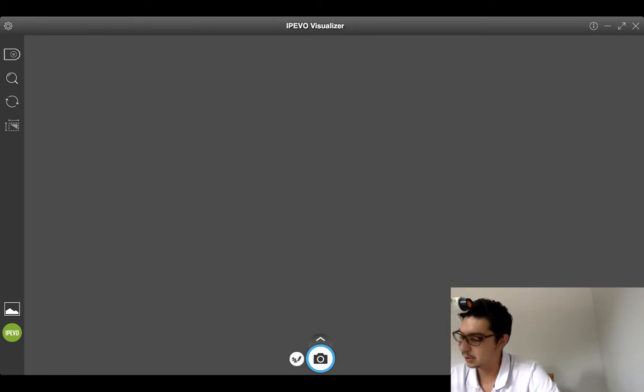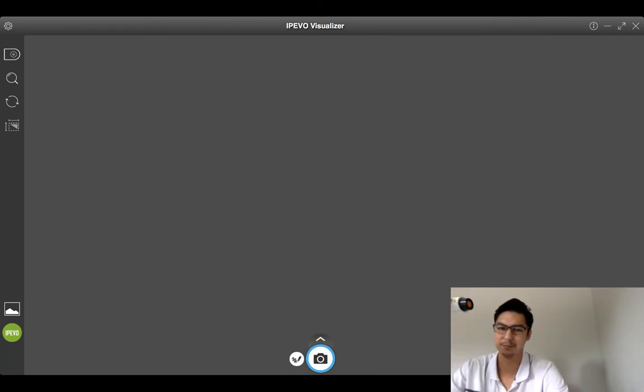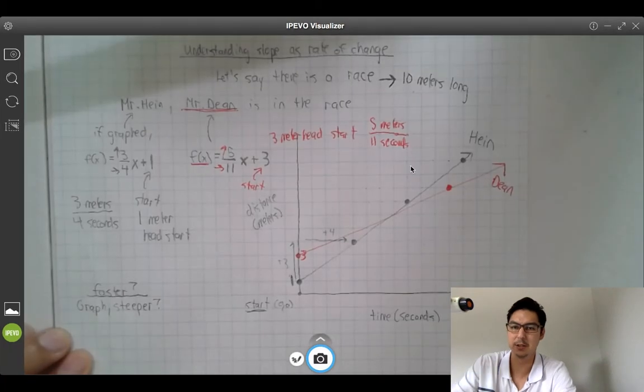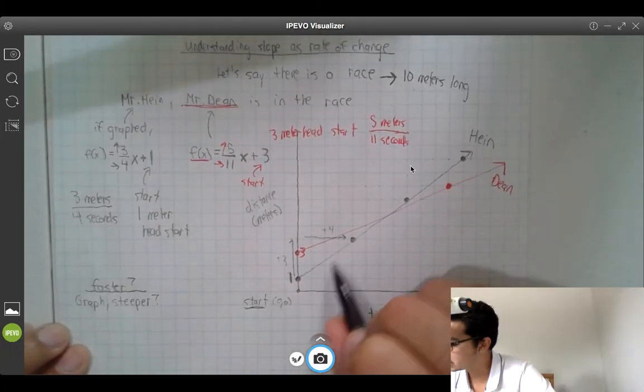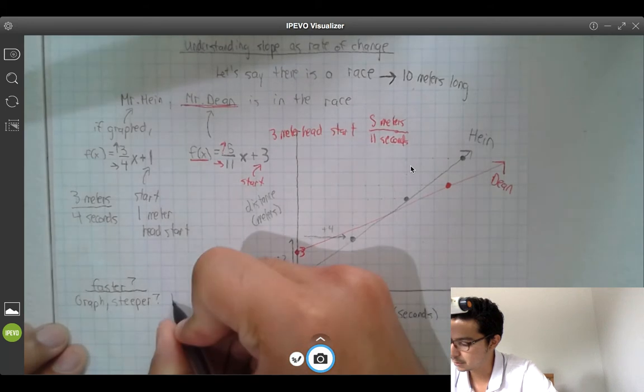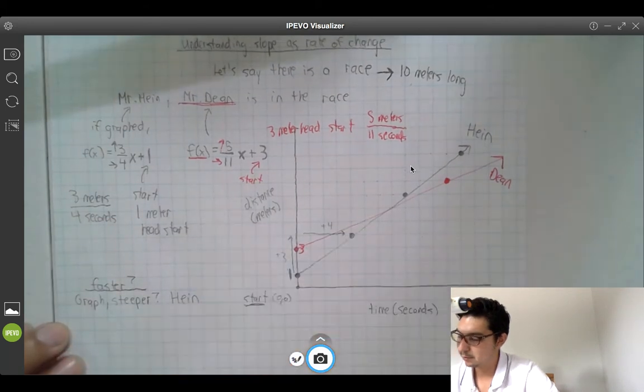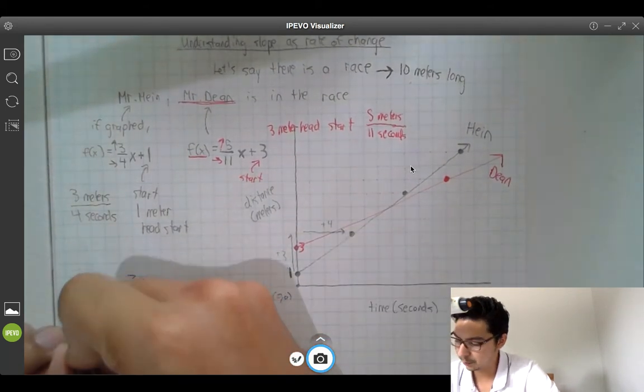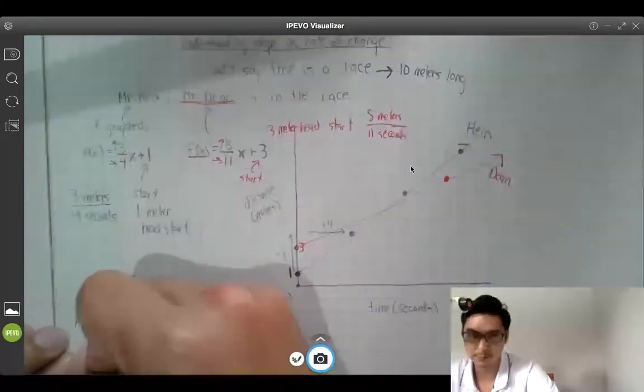Well, there's different ways you can see it. From a graph, you could just say which line is steeper. In which case, who's steeper here? It looks like my line is steeper, so you would say Hein. But how do you do it with numbers, with algebra?